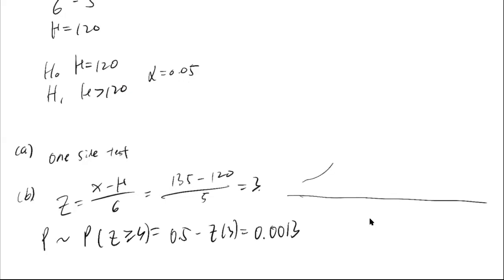On the graph, the p-value means that at z equal to 3, this region is 0.0013. That's when the z-score equals 3, which means it is 3 standard deviations above the mean.